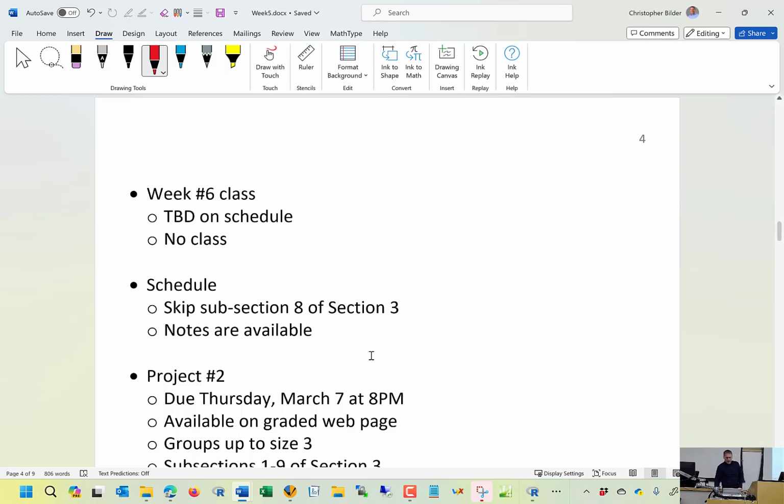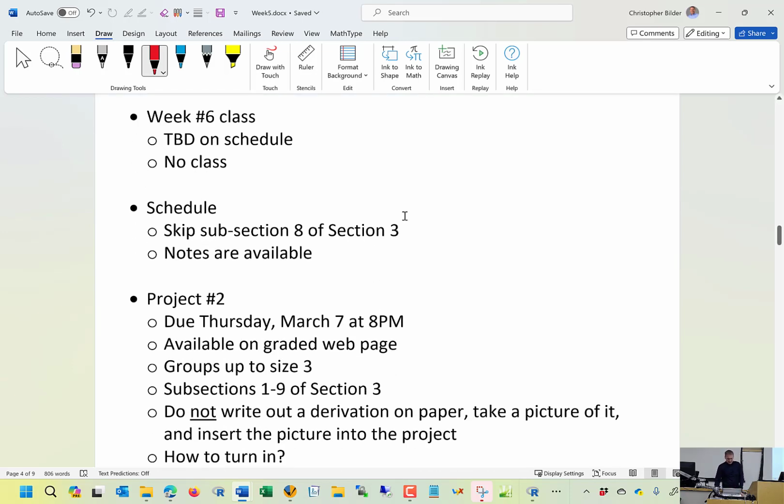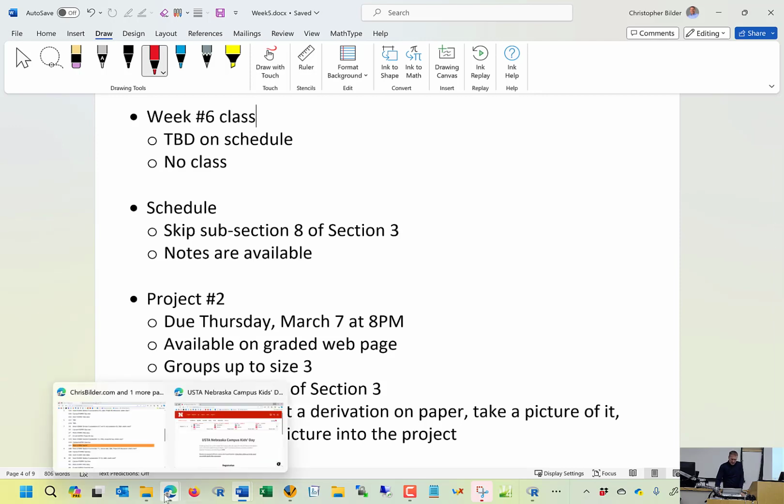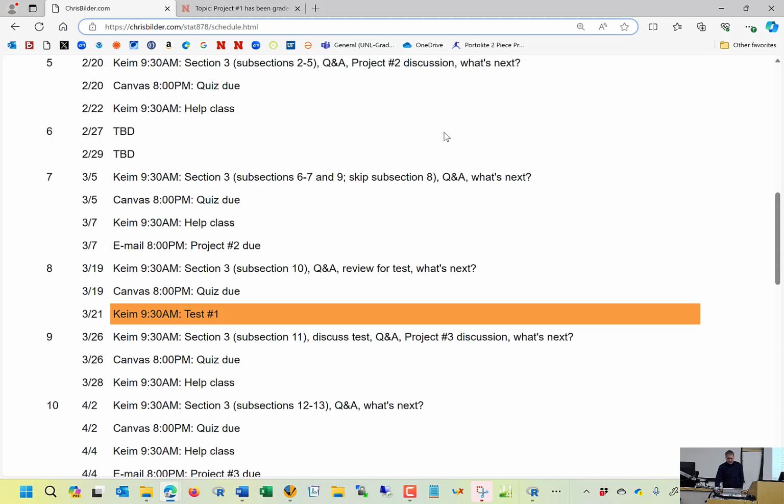Okay. So before we talk about project number 2, and I think that's the last thing that we'll be able to do here today, let's take a look at the schedule for this course. So we're at week 5. And you might have noticed on week number 6, I have this TBD, to be determined. What are we going to do that week? I put that there because I was hoping to find a solution to a problem that I have.